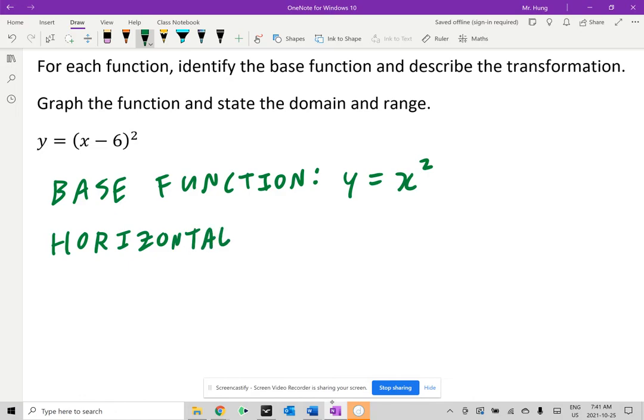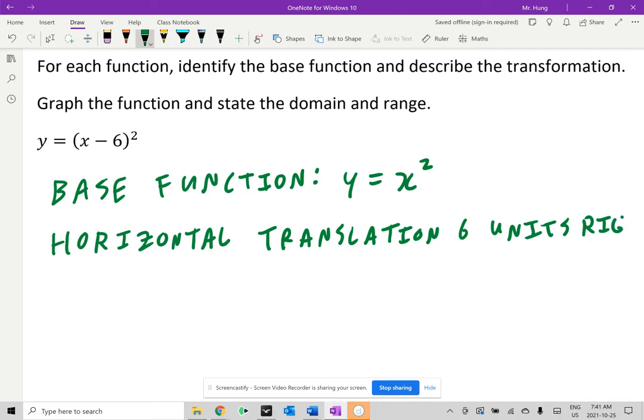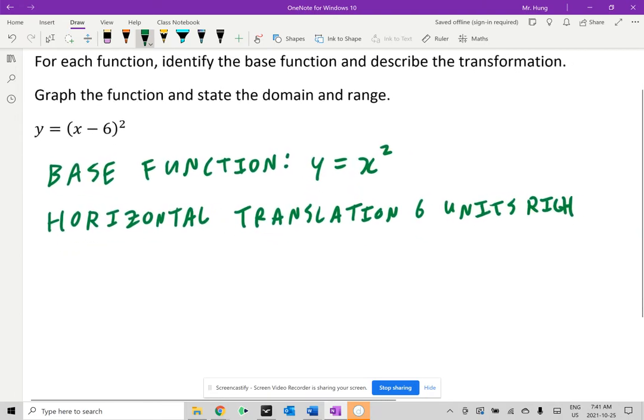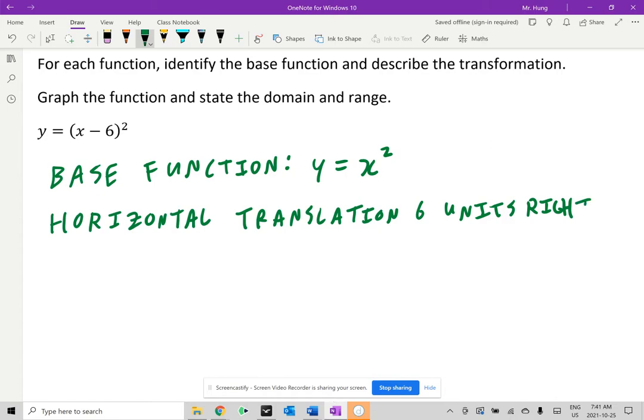Horizontal translation, 6 units, right. So again, always think opposite when it comes to horizontal translation. x minus 6 means you're moving to the right by 6 units.